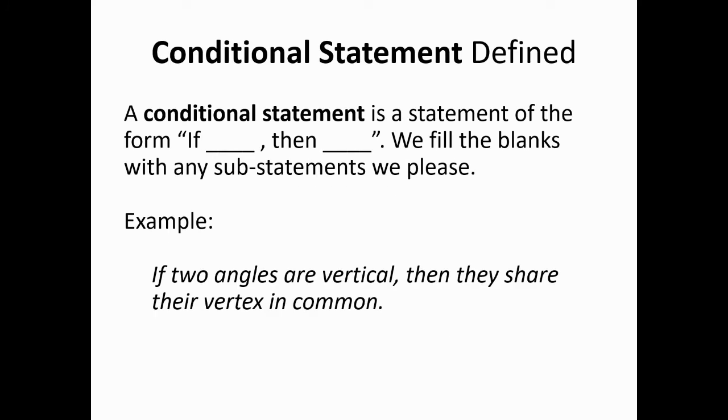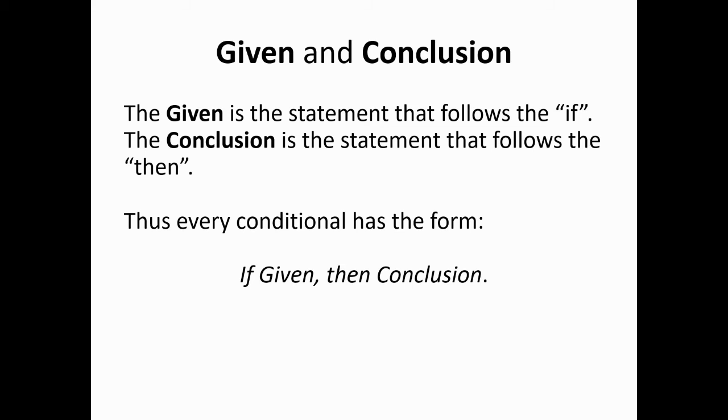So here's our definition. A conditional statement is a statement with the form if something, then something, where the blanks are filled by substatements, that is, complete statements themselves that go together to make this more complex if-then type statement. Here's an example. If two angles are vertical, then they share their vertex in common. You, of course, see the two substatements. The first of those is two angles are vertical. The second substatement is they share their vertex in common. And then these two substatements are, as it were, stuck together by means of the if-then construction to produce the conditional statement. If two angles are vertical, then they share their vertex in common.